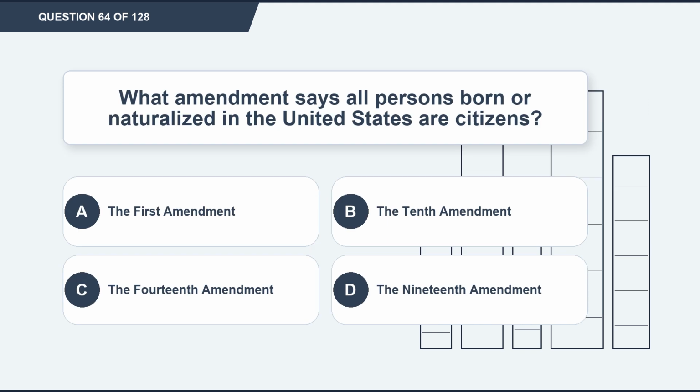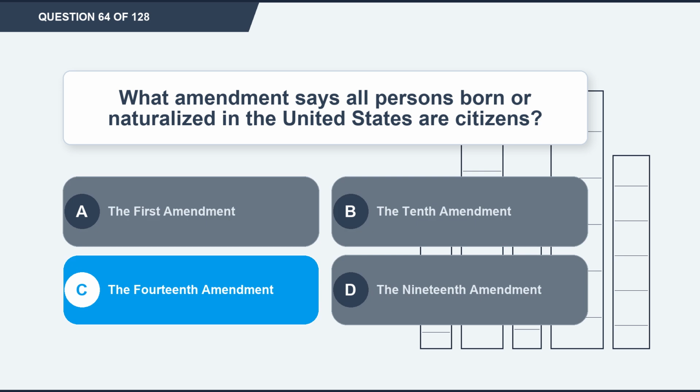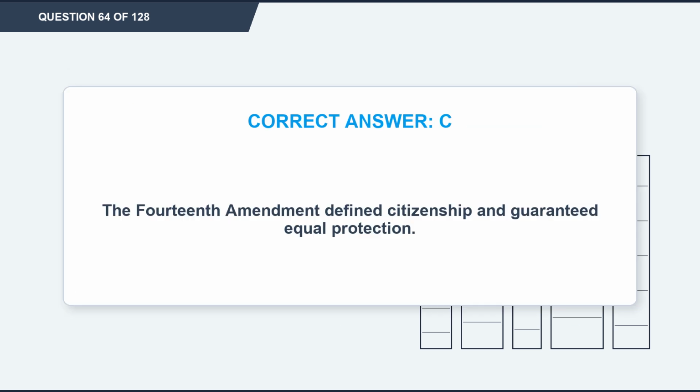Question 64. What amendment says all persons born or naturalized in the United States are citizens? Option A, the First Amendment. Option B, the 10th Amendment. Option C, the 14th Amendment. Option D, the 19th Amendment. The correct answer is option C, the 14th Amendment. Explanation. The 14th Amendment defines citizenship and guaranteed equal protection.